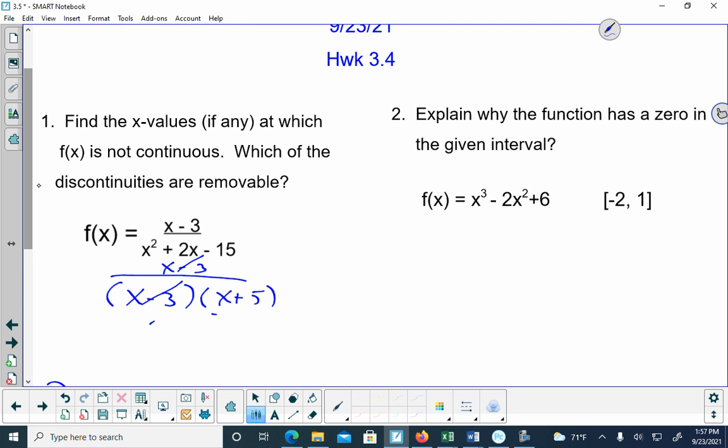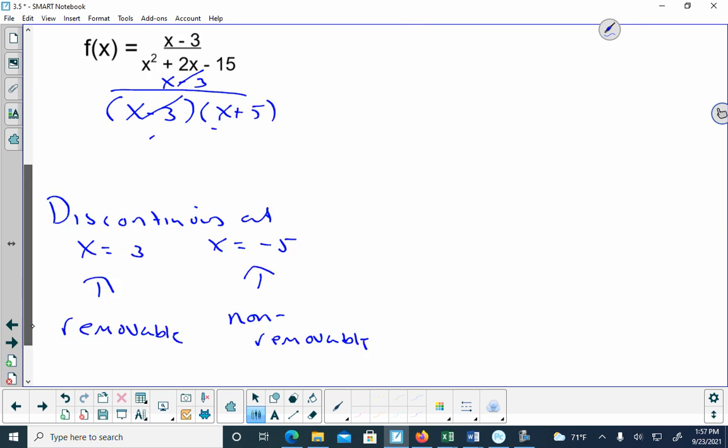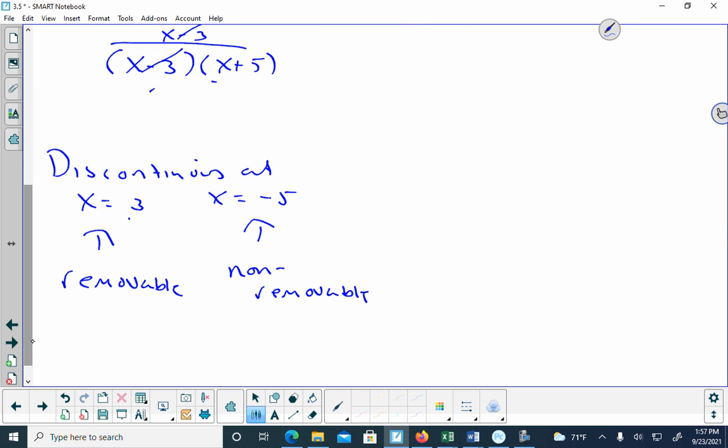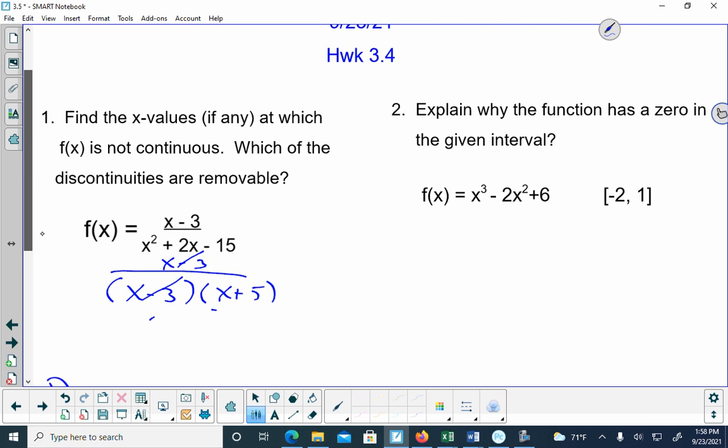It said which of these discontinuities are removable, so the answer would be this one here. Okay? As long as you write something and let me know which ones you know is removable, that's fine. Okay. The next one, I'm going to say that f of x is continuous. Continuous function, and it's never discontinuous.